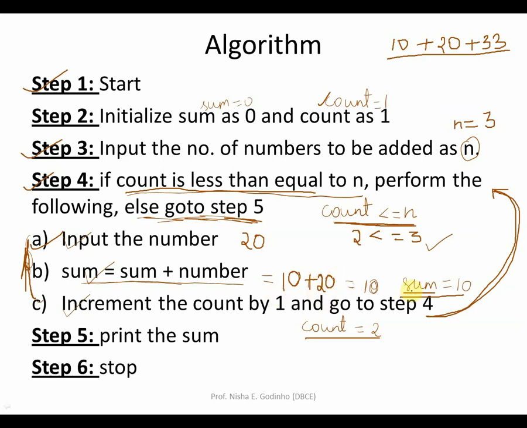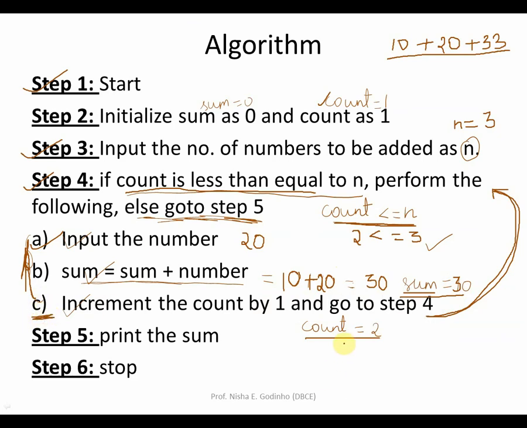So 10 plus 20, let's erase this, and the answer of it will be 30. So sum now is 30 and no more 10, it is 30. After executing this step, we go to the next step, which is step C.